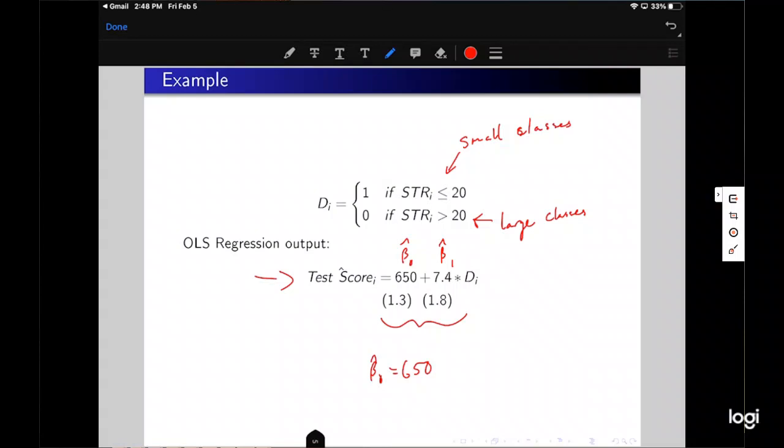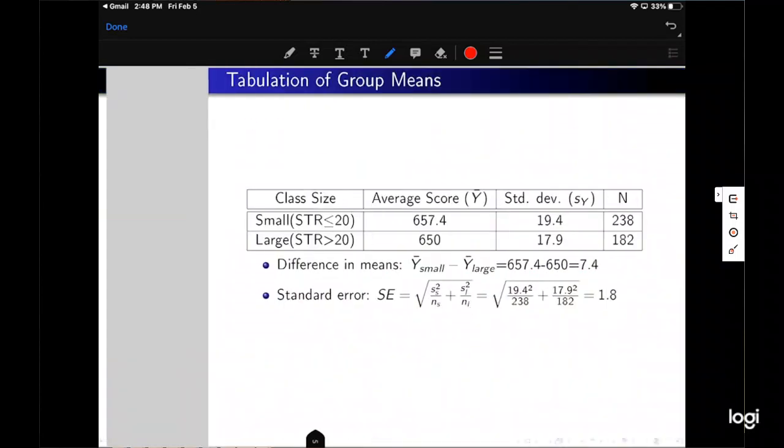If D_i is equal to 1 for small classes, that says that we're taking beta hat 0 plus beta hat 1, which is equal to 650 plus 7.4, meaning that for the average test score for small classes, we have to add on this extra bit, beta hat 1, to get the average test score for small classes, which would be 657.4. And what beta hat 1 is really telling us is the difference in test scores for large and small classes. Let's do this by hand.